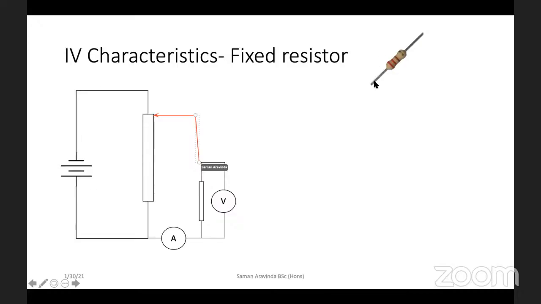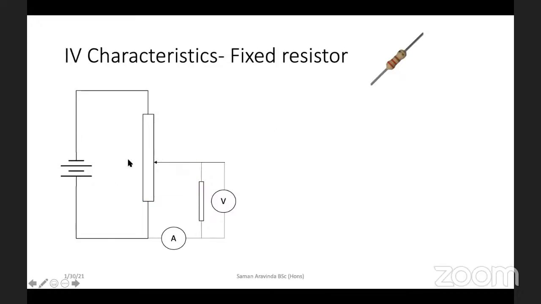Now let me clarify this to you. You can consider this as composed of two resistors, this white one and the orange one. When the slider is all the way up, this orange one is high, so you get the full potential difference. If the slider is all the way down, it's minimum. You get 0 volts across this because this orange one is almost 0. Am I clear?